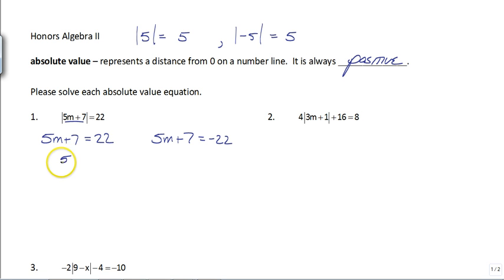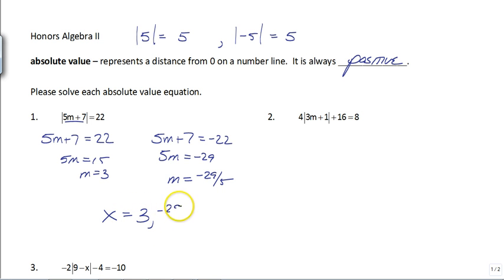So 5m is equal to 15, so m is equal to 3. And in this one, we're going to have 5m is equal to a negative 29, so m can also equal negative 29 fifths. And that's it. So final answer, m is equal to 3 or negative 29 fifths. That's all you really have to do for absolute value, but you must get the absolute value by itself first. So in number 2, the first thing you need to do is subtract 16 from both sides.